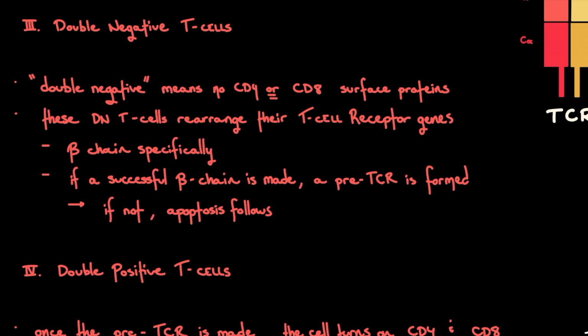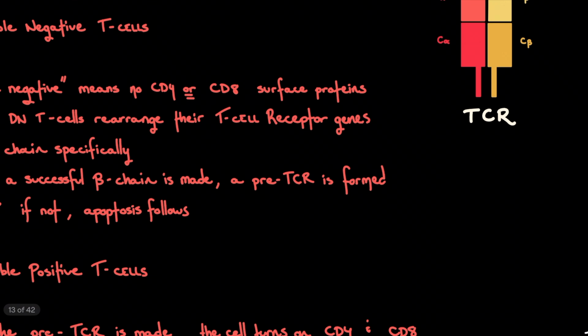So again, that double negative T cell means no CD4, no CD8. I don't know what I want to be, don't know what extra surface proteins I want to express. During that, we are rearranging those T cell receptor genes. In this stage, it's the beta chain only, so the yellow. If we get a successful beta chain, then that makes a pre-TCR. So I got half of it working.